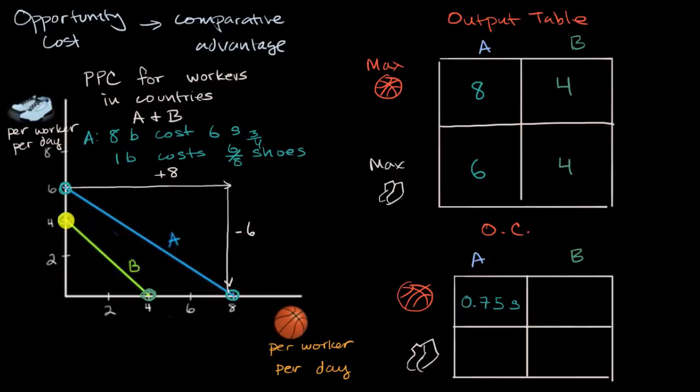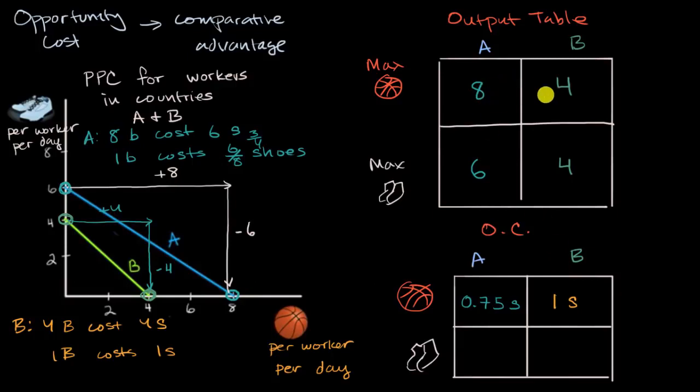Well, in country B, if I go from no basketballs to 4 basketballs, then I would have given up 4 pairs of shoes. So in country B, 4 basketballs cost 4 pairs of shoes. Or divide both by 4, and 1 basketball costs 1 pair of shoes. So a basketball here in country B costs 1 pair of shoes. S, once again, is a pair of shoes.